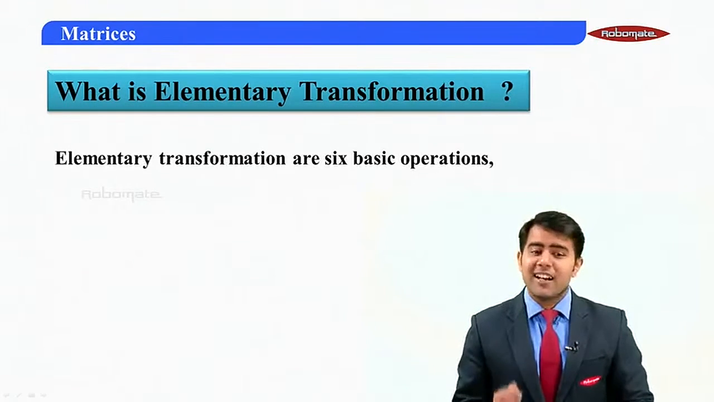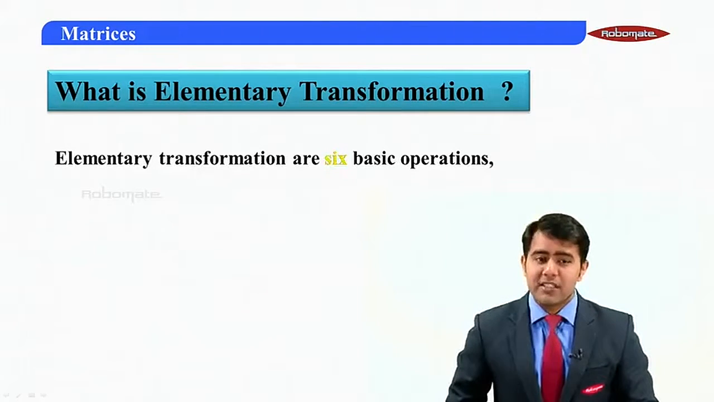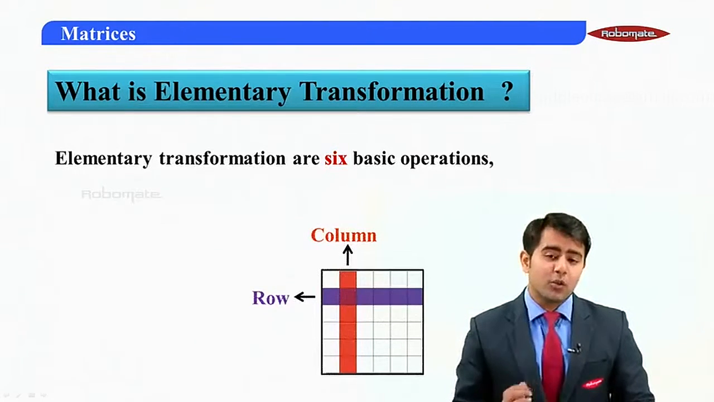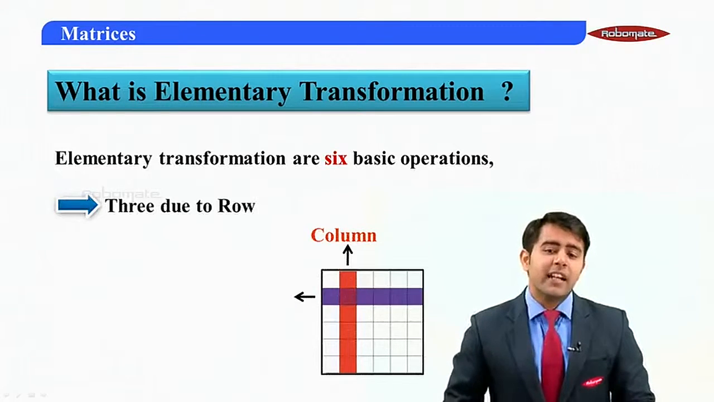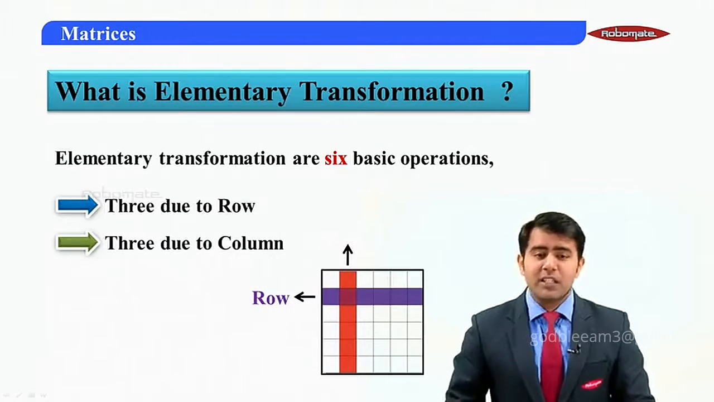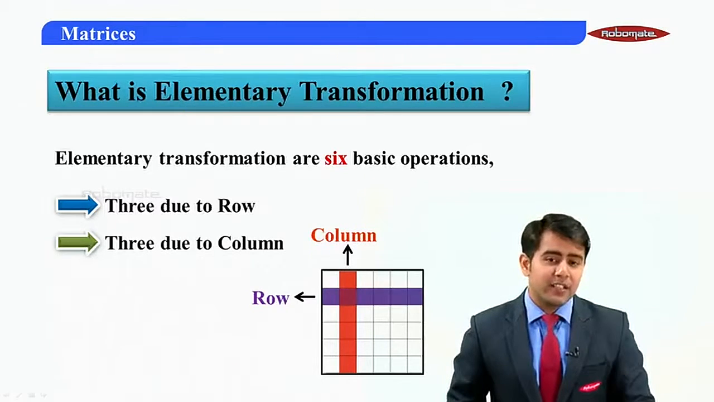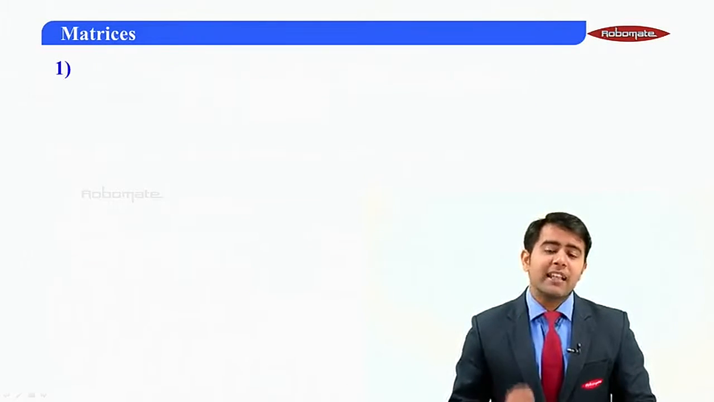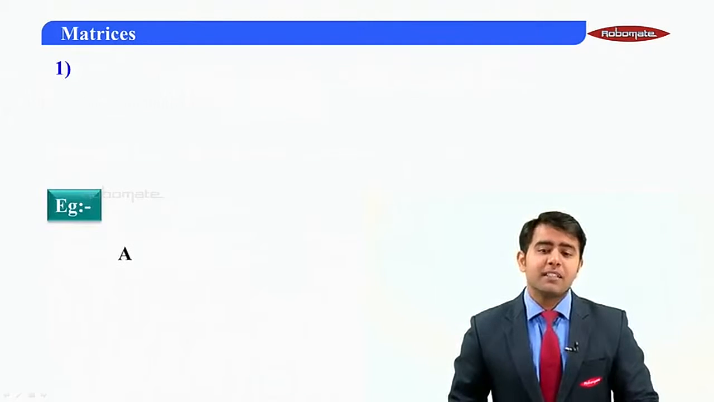Elementary transformations are 6 basic operations which are dependent on rows and columns. Here 3 are due to rows and 3 are due to columns. So let us try to understand the first elementary transformation. Let us take an example here. The example is as follows.